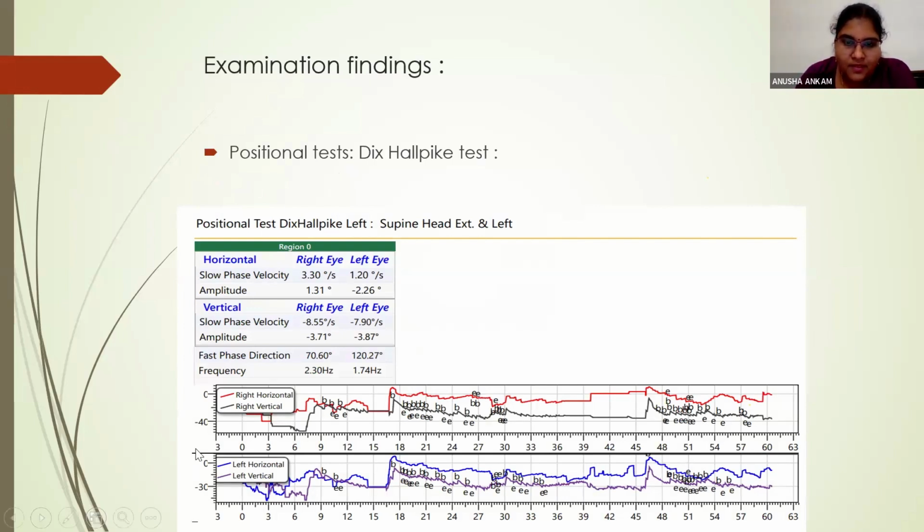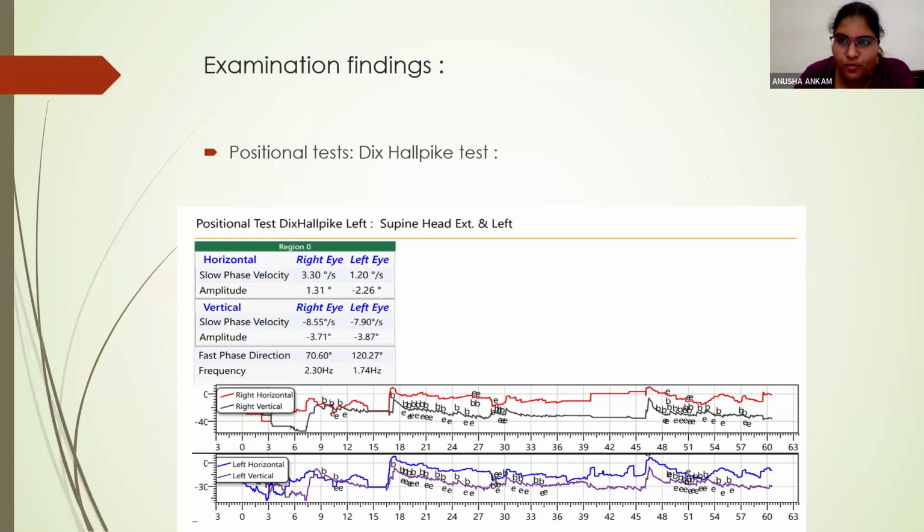Sorry, I don't have the video now. So yes, we got upbeating and torsional component towards the left side on the left side Dix-Hallpike test. Here the vertical component is more prominent, and the torsional component is also there, but I don't have the video right now. Sorry for that. So we diagnosed this case as left side posterior canal BPPV.